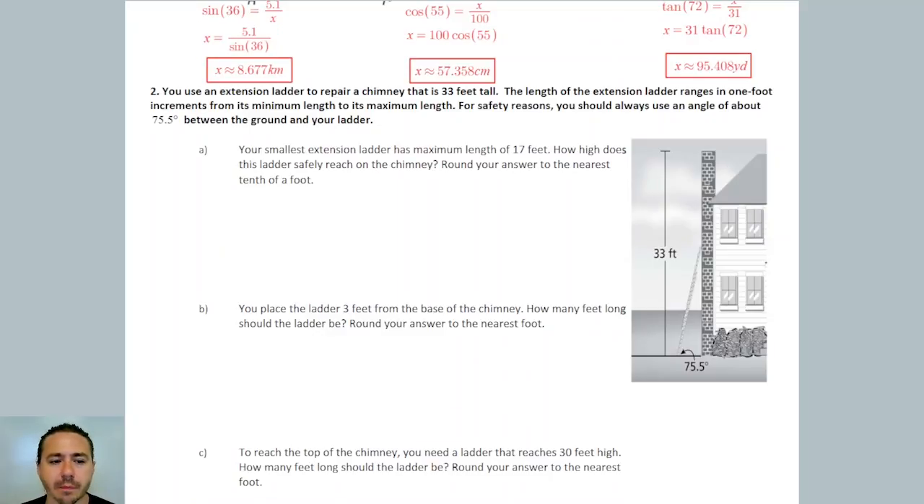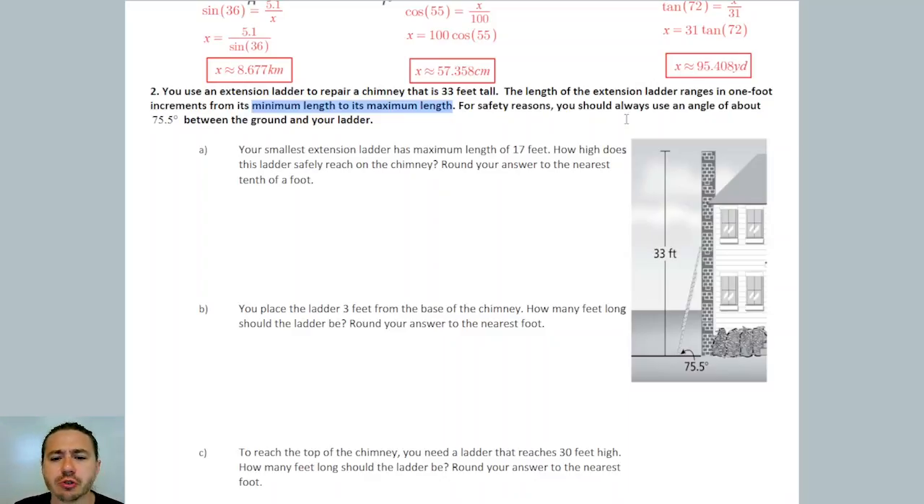So let's see what's going on here. You use an extension ladder to repair a chimney that is 33 feet tall. That's labeled. The length of the extension ladder ranges in 1 foot increments, so it could be 10 feet or 11 feet or 12 feet, from its minimum length to its maximum length. You can't have 12.5 feet. Maybe this ladder has notches every foot, so you can put it at 12 feet or 13 feet or whatever.